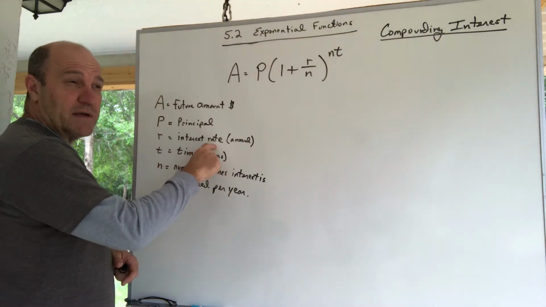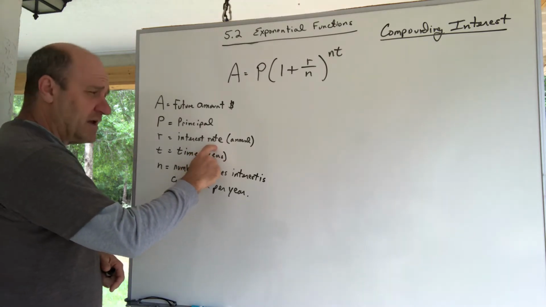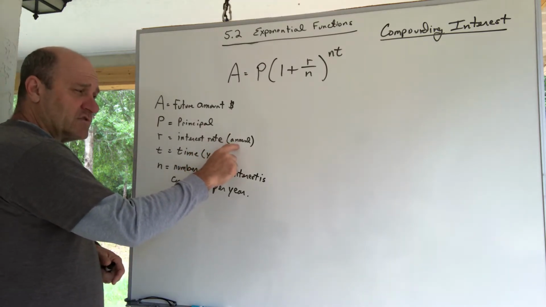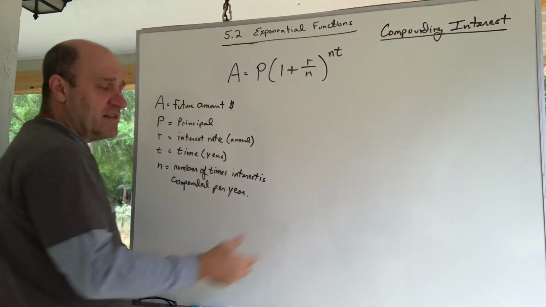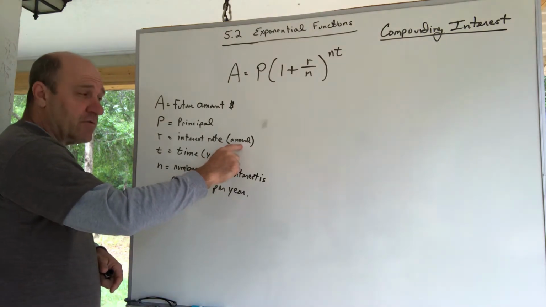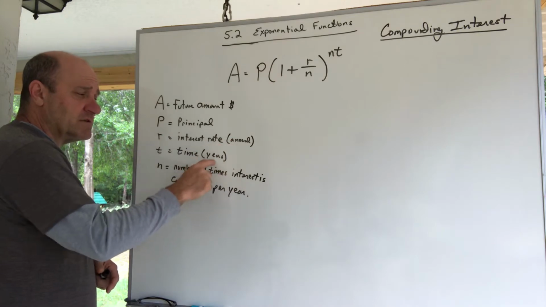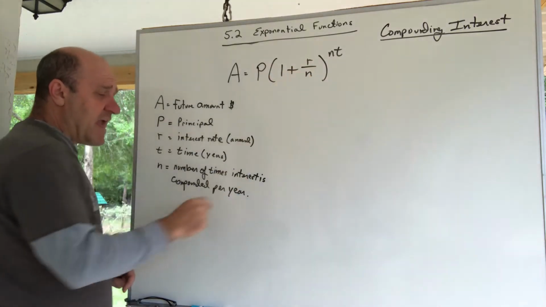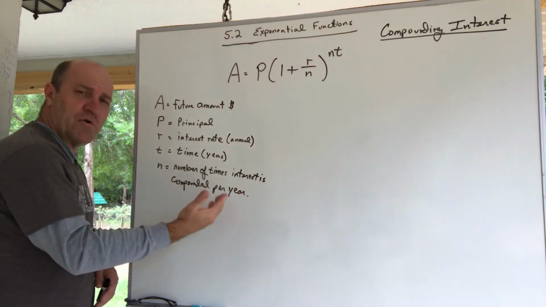It could be a 6.4% interest rate or a 10% interest rate, an annual interest rate. Then t is the number of years you leave it in the bank. If this is a yearly interest rate, then t should be in years. But then there's this funny thing, n. n is the number of times the interest is compounded per year.